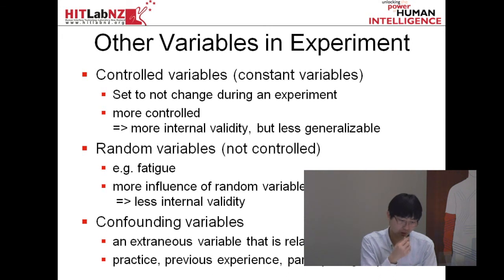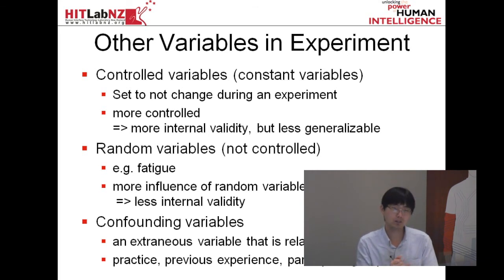And there's another term called confounding variables, which is a type of random variable that actually affects the independent variable, such as a personal background that you were not interested in, like age group or educational background, and so forth.